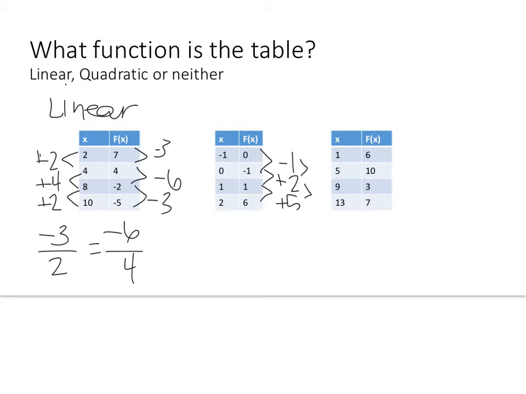So the difference between -1 and 2, I'm adding 3. And to go from 2 to 5, I'm adding 3. So in a quadratic table, your first difference doesn't match, but the second difference will.